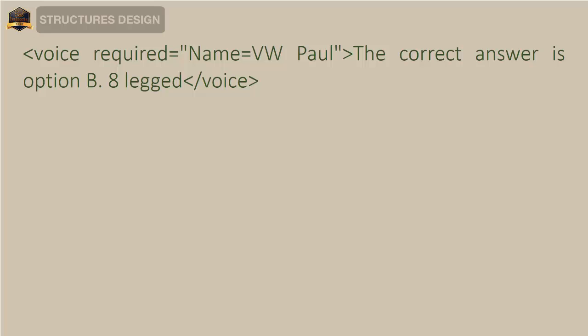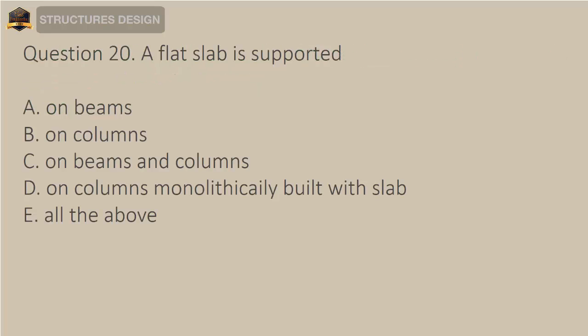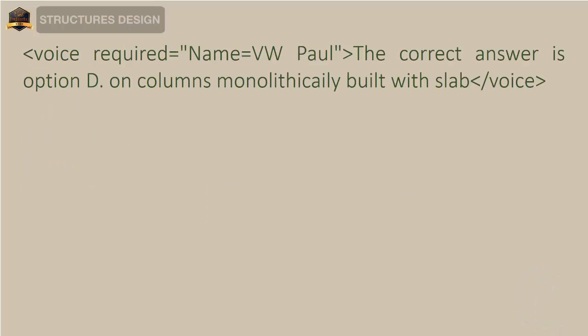Question 20. A flat slab is supported A. on beams, B. on columns, C. on beams and columns, D. on columns monolithically built with slab, E. all the above. The correct answer is option D, on columns monolithically built with slab.